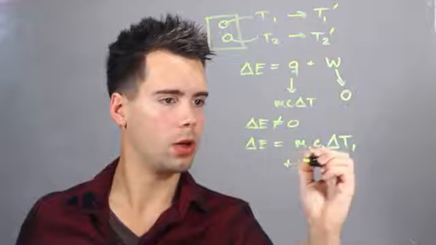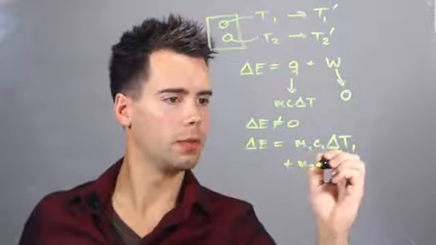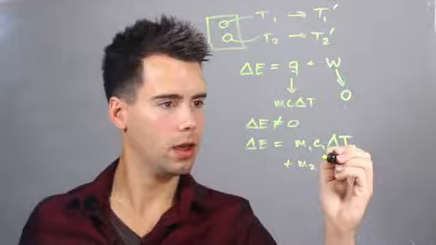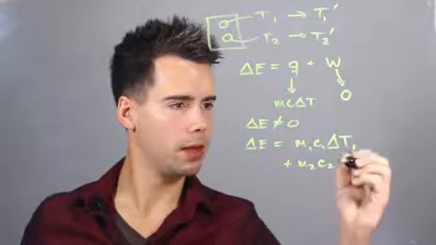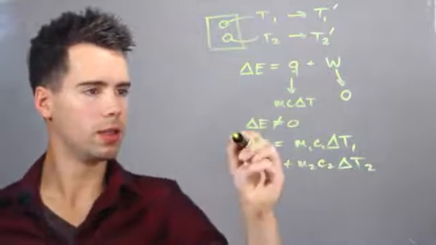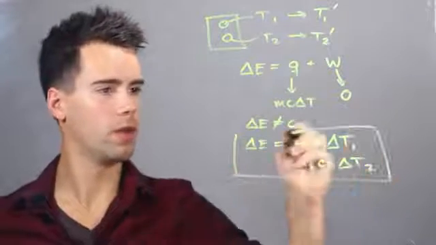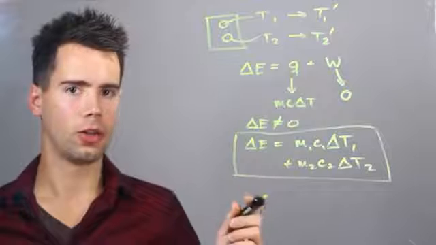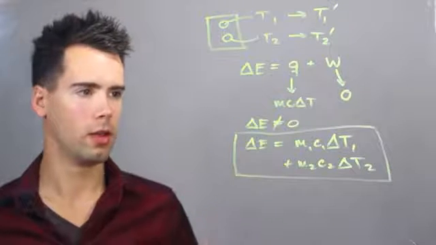There's one more term. It's involved with the other substance. So you have its mass times its specific heat times the change in its temperature. And using this equation right here, we can find the amount of energy that goes into a chemical process.